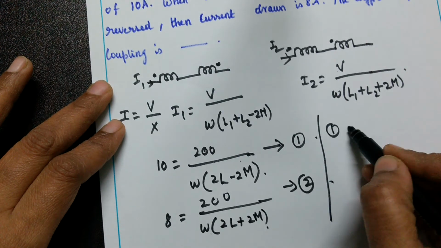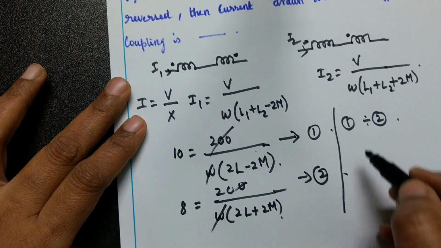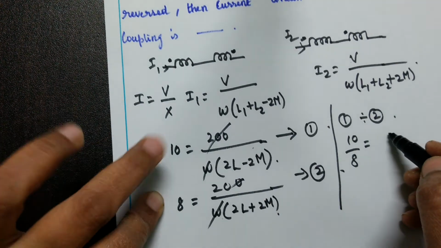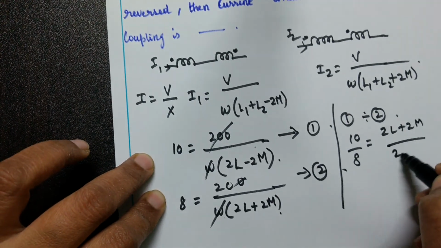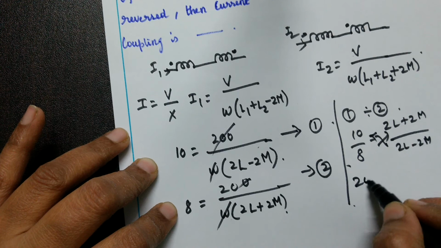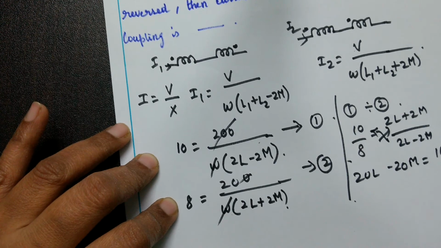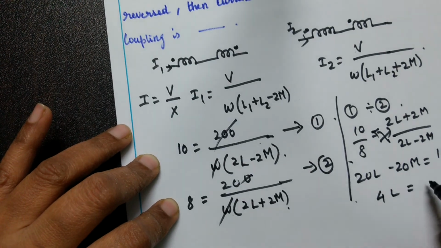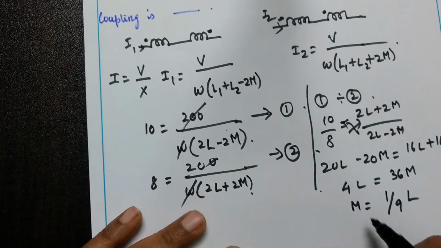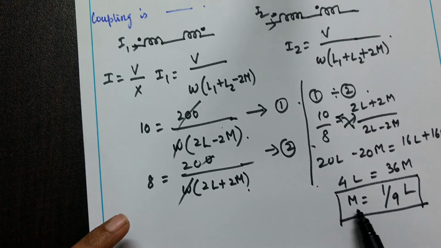Now the first equation divided by the second equation: the 200 will get cancelled, omega will get cancelled. So 10 by 8 equals 2L plus 2M by 2L minus 2M. Rearranging this equation, it becomes 20L minus 20M equal to 16L plus 16M. So 4L equal to 36M. So M equal to 1 by 9 L. This is the relationship between mutual inductance and self-inductance.